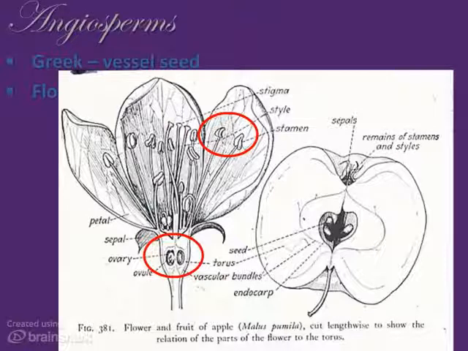There are a lot of different arrangements of flower parts. Sometimes the ovary is in the flower. Sometimes it's halfway there. Right now we're going to stick with the simple one, and the apple flower is about the simplest.